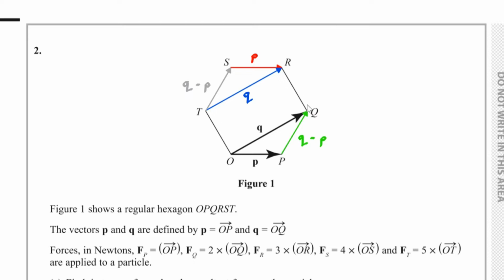Now we somehow need to find the vector OR. And for me to find the vector OR, if I somehow know what QR is, that will help me find the vector OR. And the way we can think about this is to extend PQ and SR, like we see here, to a point U, say.